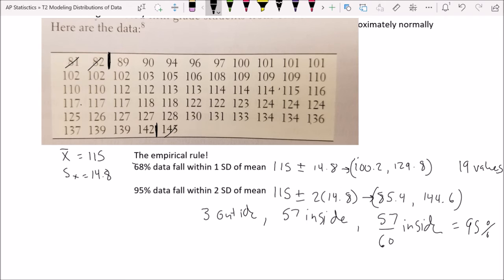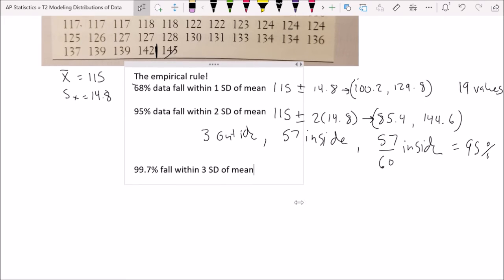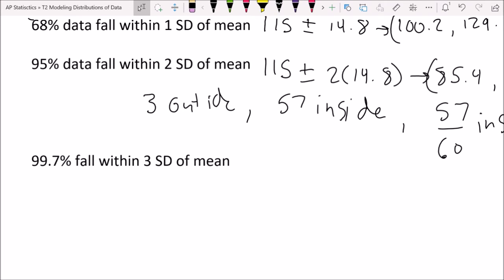All right. And then the last part of the empirical rule, we need to test that as well, is that 99.7% fall within 3 standard deviations of the mean. The calculation is going to look quite similar. And so 115 plus or minus 3 standard deviations of 14.8. Calculator time again.